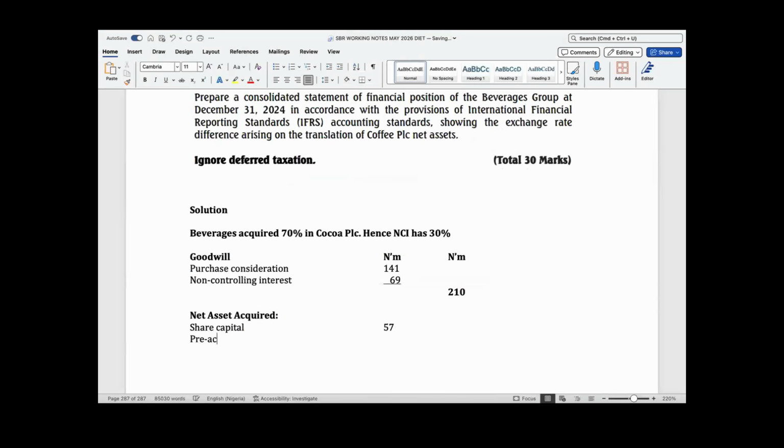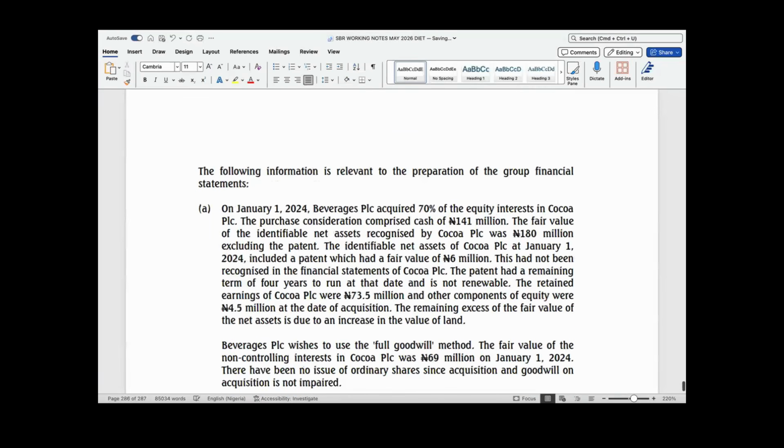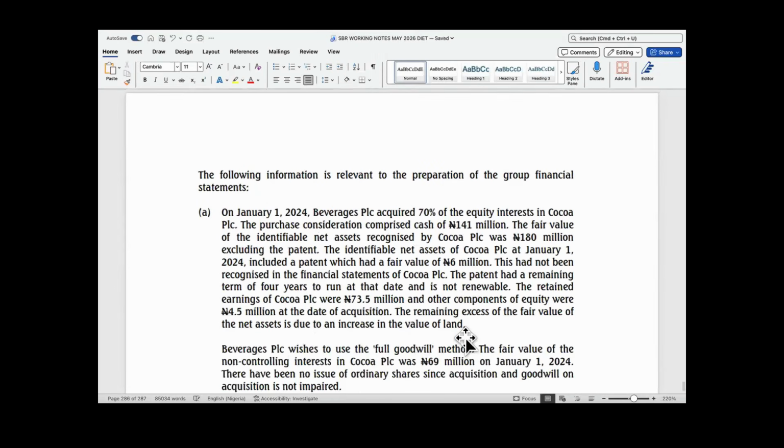Then pre-acquisition retained earnings. How much is my pre-acquisition retained earnings? Anybody? $73.5. 73.5. Okay. Have you all seen it? I can see it.